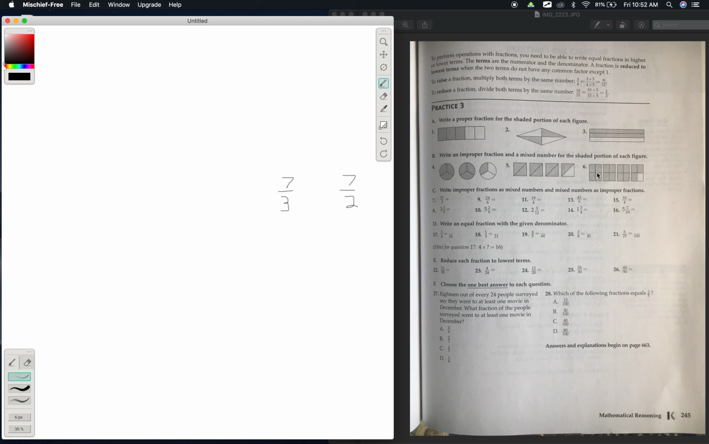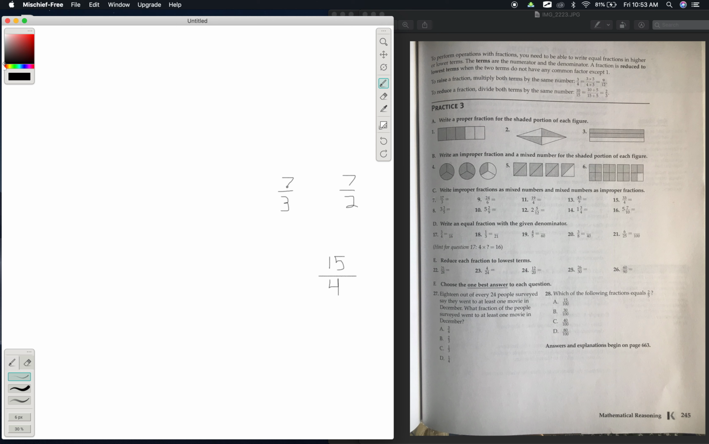Over here, you need 4, and we have 15 pieces. So 15 over 4. Just to let you know, these are improper fractions. They're improper because the top number is larger than the bottom. Again, top number is larger than the bottom number. This means that you have more than one piece, because 3 is all you need to make one piece, but you have 7 pieces.